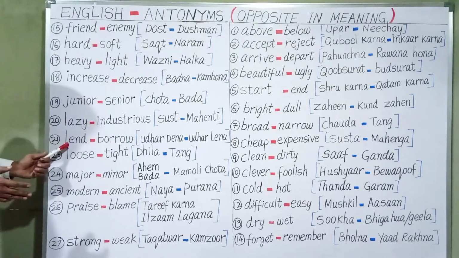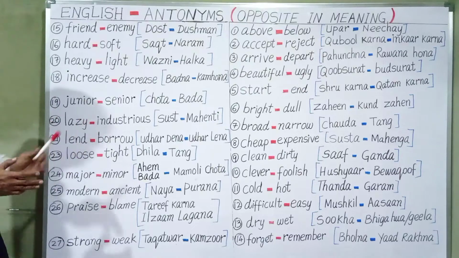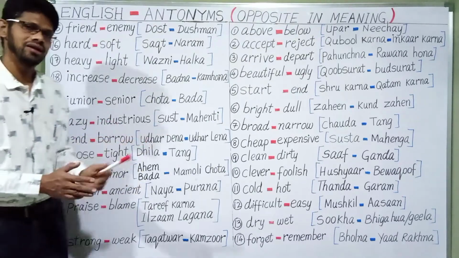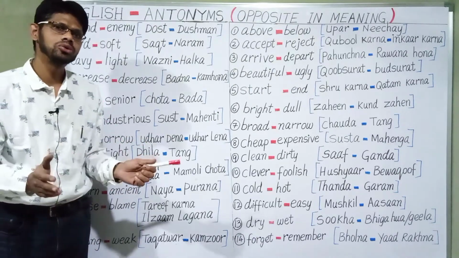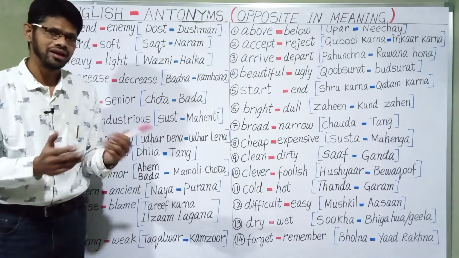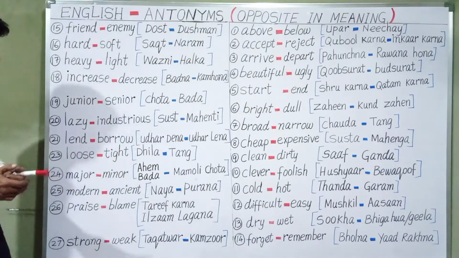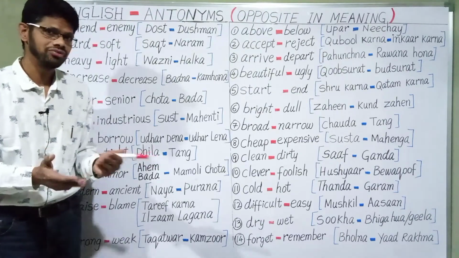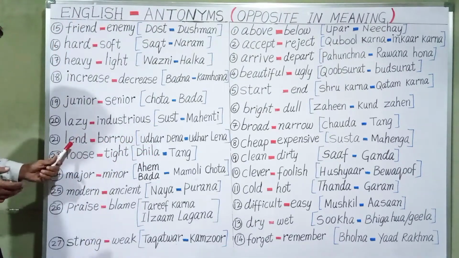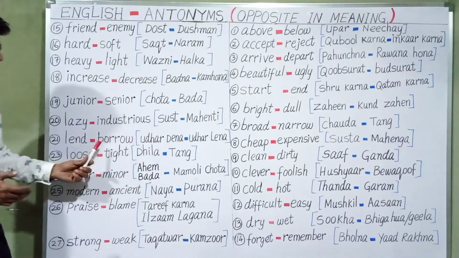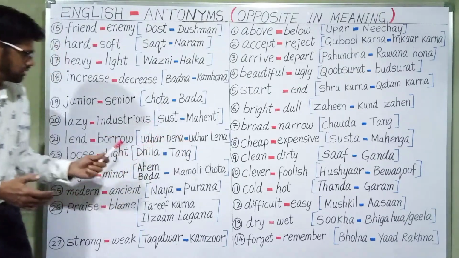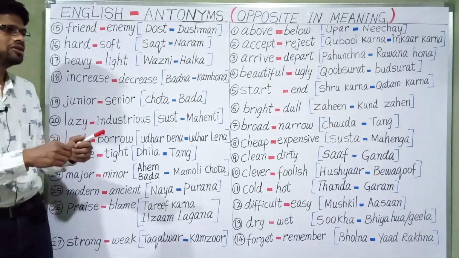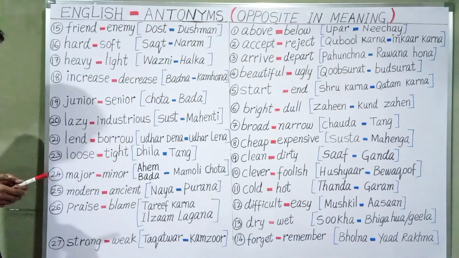Next one, lend. Opposite of lend, borrow. So lend, udhar dena. Okay, I don't want to take any money from anybody. I don't want to take or borrow. I don't want to borrow money from others. This is lend, udhar dena. Borrow, udhar lena. Borrow means udhar lena. Lend means udhar dena. Okay.